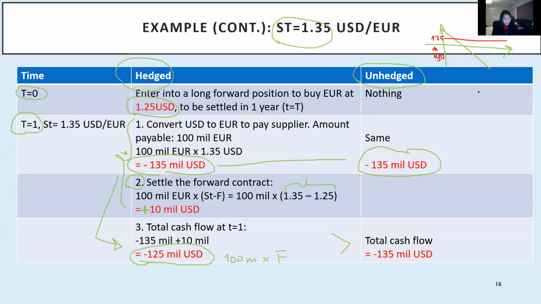Any questions so far? So this is a topic that will go into your midterm. So make sure that you understand what we are doing here and make sure you understand why when we enter into a forward contract, we basically eliminate exchange rate risk movement from our position.